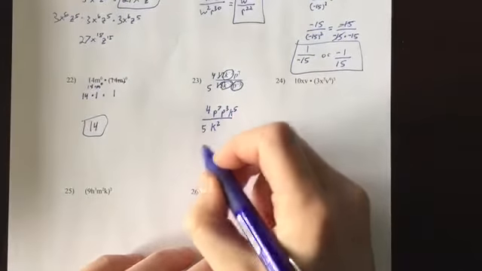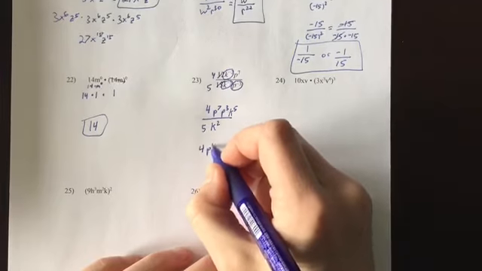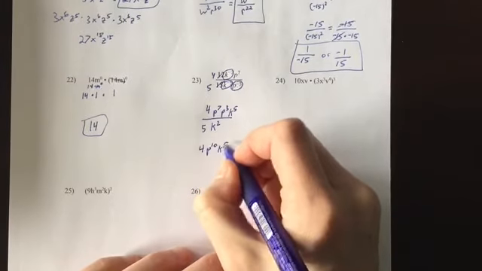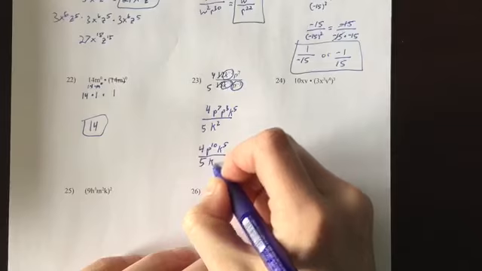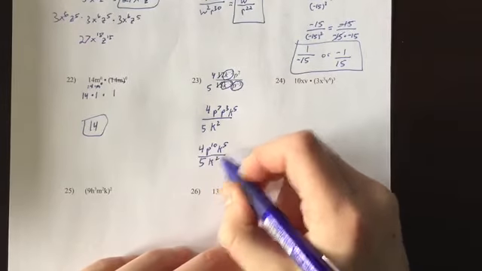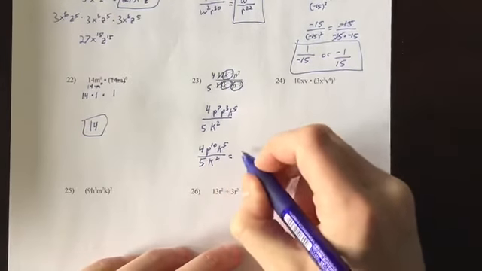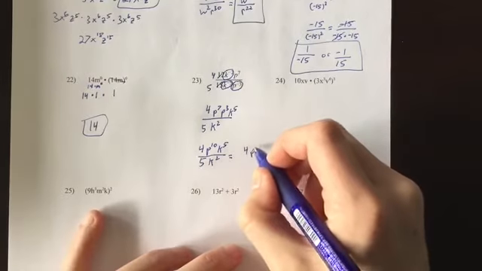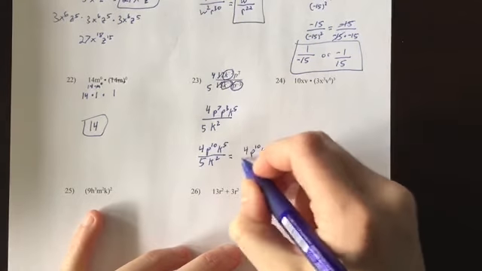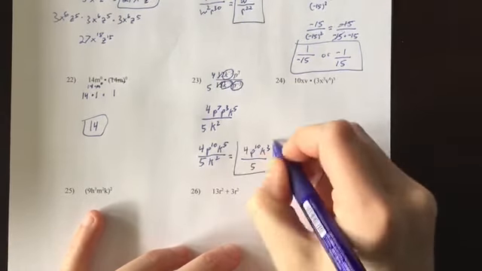Now I'm going to combine those same bases. That's going to be 4p to the 10th, k to the 5th over 5k squared. Now 2k's on the bottom can cancel with 2k's on the top, leaving 3. So it's going to be 4p to the 10th, k to the 3rd over 5.